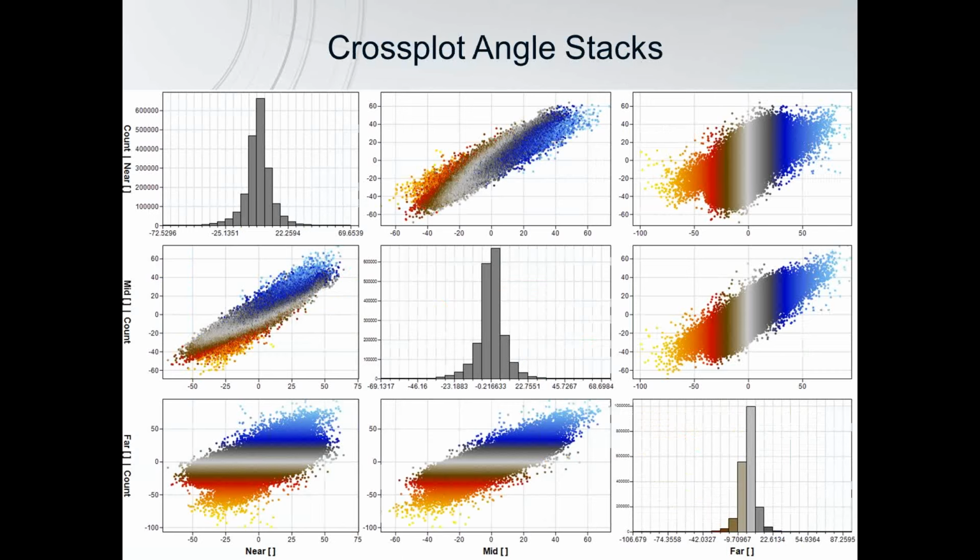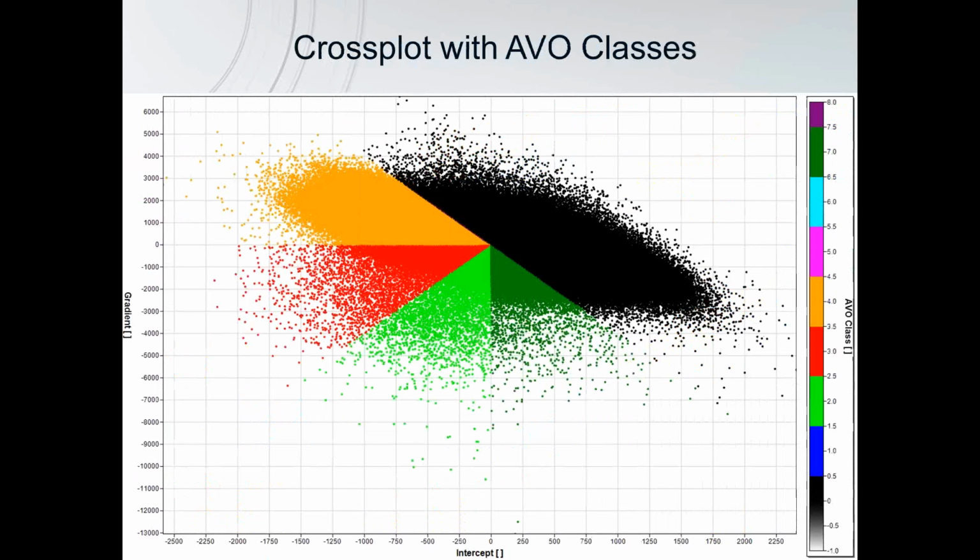We can cross-plot our angle stacks to do a quick AVO reconnaissance to see if I have a response as I move from the near to the far. So this is a fairly good screening technique. I can then go a little bit further and produce an AVO classification cube and bring that into the investigation space as well. So here I have a plot of intercept versus gradient colored by my AVO class.